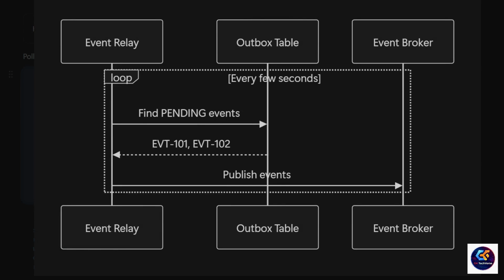The relay checks the outbox table at regular intervals. Every few seconds, the relay asks the database, are there any pending events? It might run a query like this. If it finds new events, it publishes them to the broker. It's simple, right? And for many applications, this approach works perfectly well.